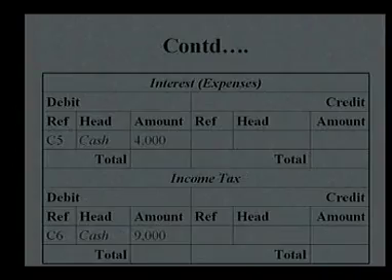Now, increase in expense, you record it under debit side. So, 4,000 which has been paid in cash is recorded under debit side. Then you have T account for income tax. Again, this is an expense. Increase in expense, I record it in debit side. Accordingly, it has been shown here.